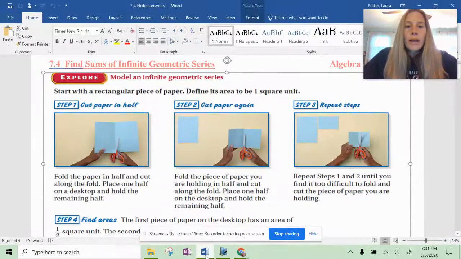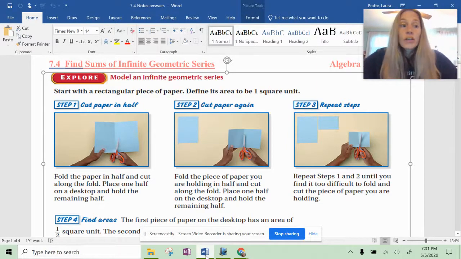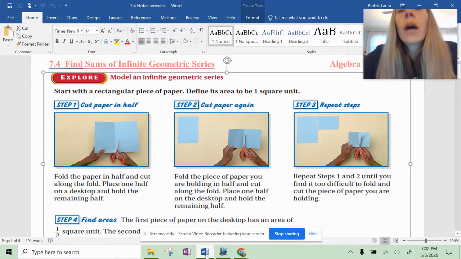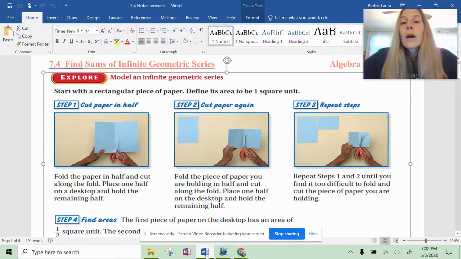Okay, good morning, guys. So we are going to move on to the next section in Chapter 7, which is finding the sums of infinite geometric series. We had talked in the last section, we worked on geometric sequences and series, but we focused on the formulas that applied for the finite sum.